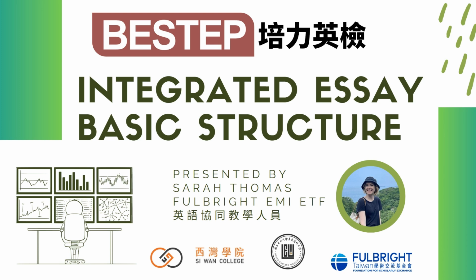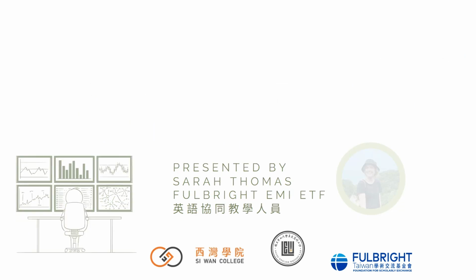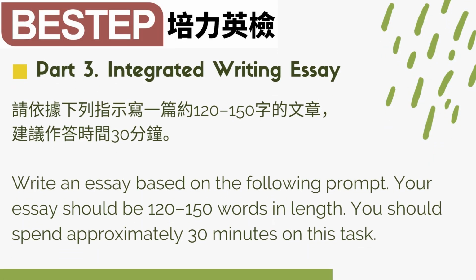Hello there. This video is to introduce the basic structure of how to write the BEST test of English proficiency's integrated writing question. First, let's take a quick look at the requirements. This essay should be between 120 and 150 words, and you will have about 30 minutes for this writing task.